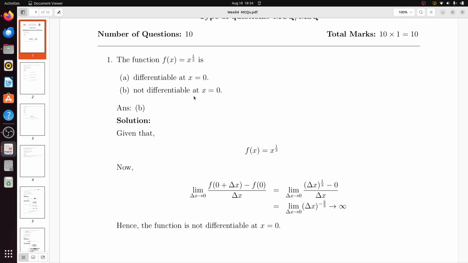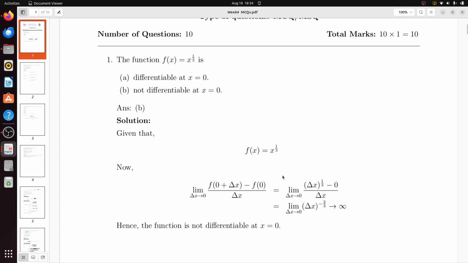So why f of 0 plus delta x? Because we are interested to check whether the derivative exists at the point 0 or not, right? So that's why we have kept it to be 0 plus, and this delta x is nothing but the increment in the x direction. So limit delta x tends to 0, this is equal to f of 0 plus delta x minus f of 0 divided by delta x.